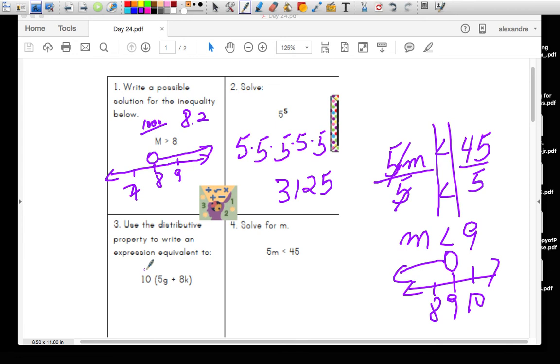So here, use distributive property. Birds attacking the pigs. 10 times 5 is 50. Don't forget the g. Plus 10 times 8 is 80, and 80k. So that's the distributive property. Next one.